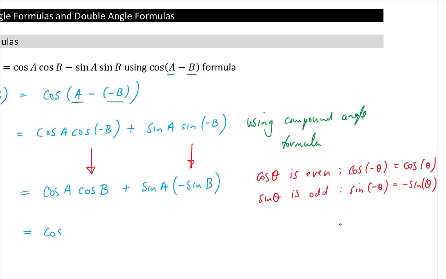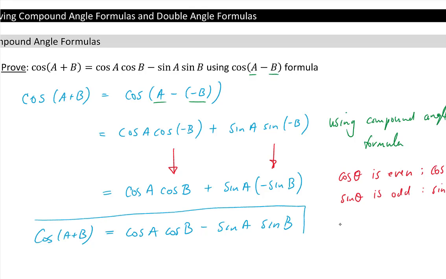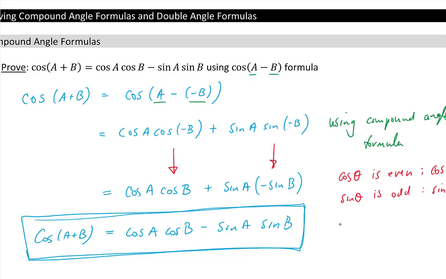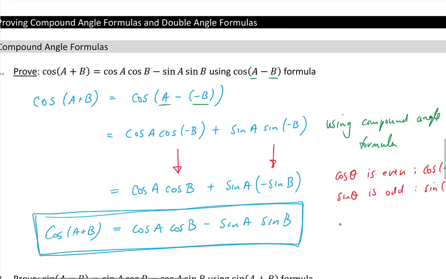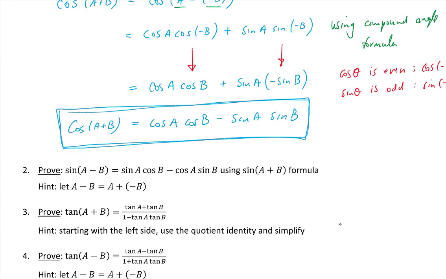If we simplify, we get cosine A cosine B minus sine A sine B. And we've now proven that cosine A plus B is equivalent to cosine A cosine B minus sine A sine B. So we've proven our second compound angle formula. So using a similar idea, I'd like you to prove the compound angle formula for sine A minus B.